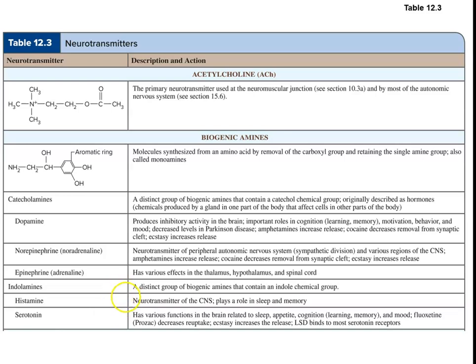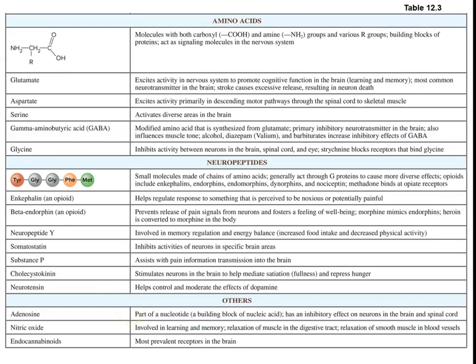Ideally, you should know histamine as well as serotonin. Glutamate, know that this is an excitatory neurotransmitter. And GABA, know that this is an inhibitory neurotransmitter. The neuropeptides, just kind of know that they're small molecules made of chains of amino acids, and they're going to include your naturally occurring opioids. So the enkephalins, the endorphins, endomorphins, dynorphins, and nociceptin, okay?